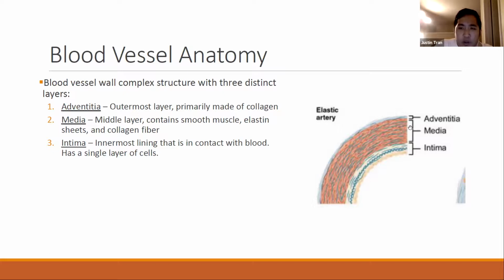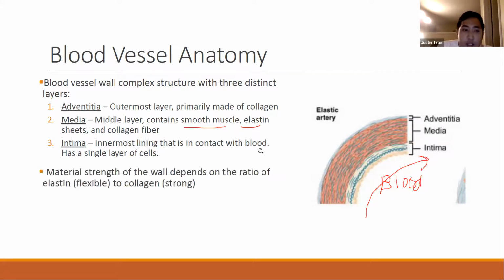The thick layer in the middle here is called the media. This is the middle layer, and it contains smooth muscle as well as elastin. Then your intima, the innermost layer, is where your blood vessel actually makes contact with the blood itself, so you can think of the blood flowing this way. The intima consists of just a single layer of cells, which you can see right here.